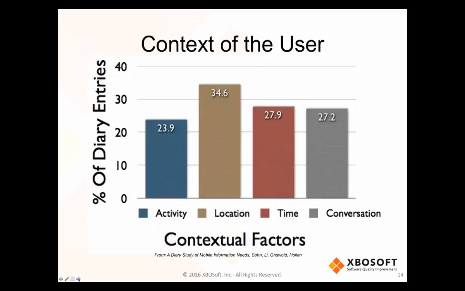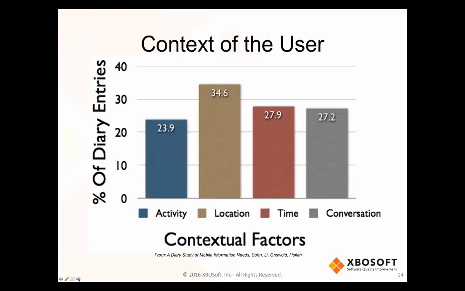Here is some information from a study that was done on the different types of UX context factors that are involved. You can see that 35% of entries in this particular study had different locations as an important part of context.